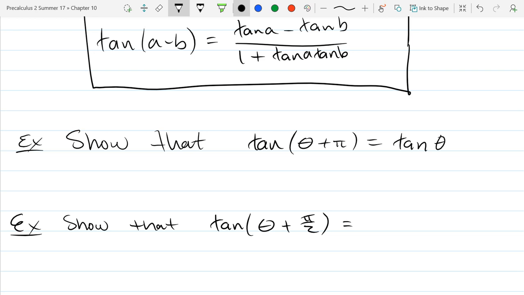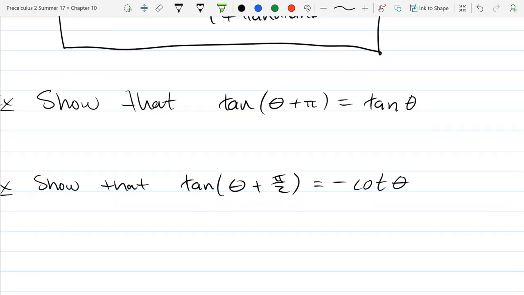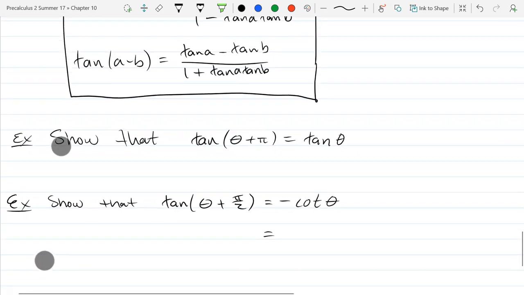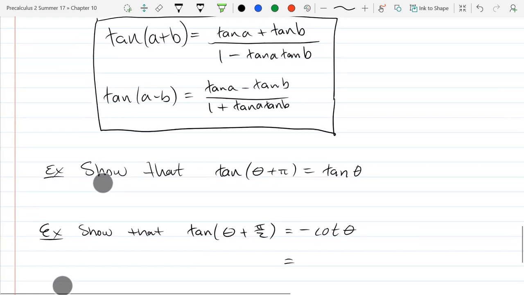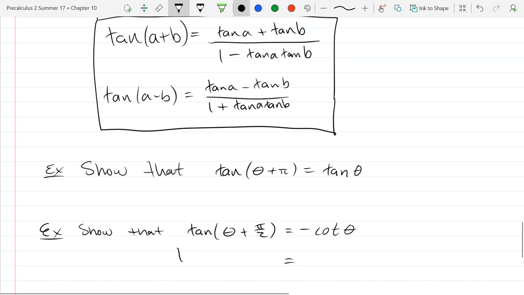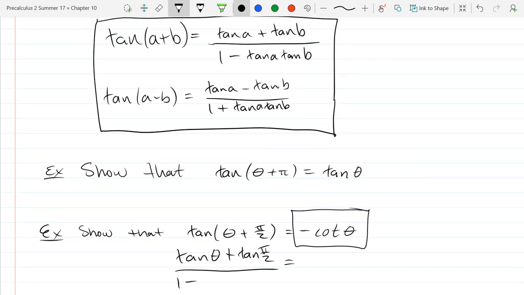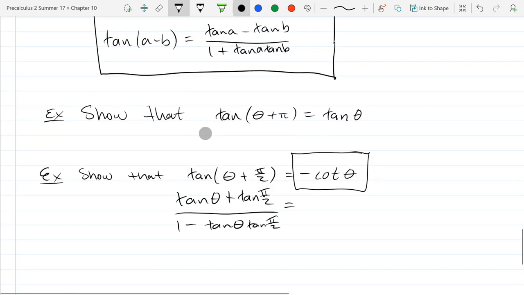Setting it up is just as easy as that previous example, except you just use pi over 2 instead of pi, no problem. So I'm going to use the sum formula, which is the one up top. Tangent theta plus tangent pi over 2, over 1 minus tan theta tan pi over 2. We're putting the easy side in a box. All we need to do is figure out what tangent of pi over 2 is.